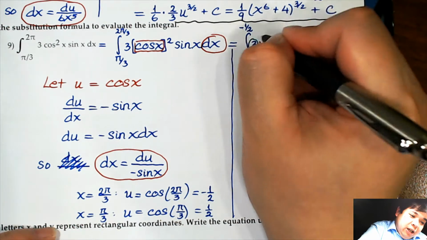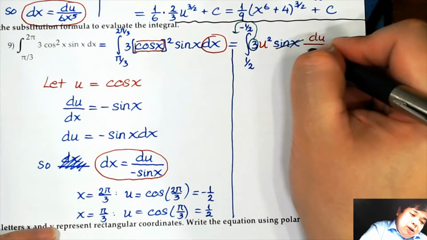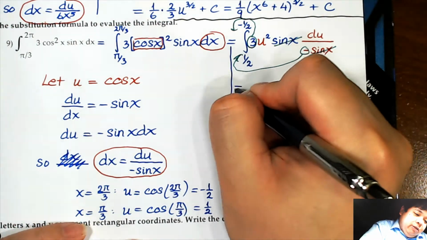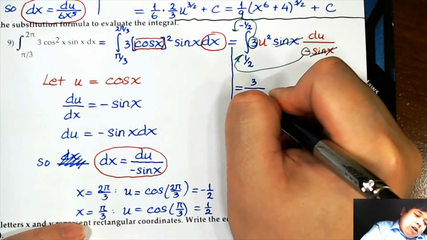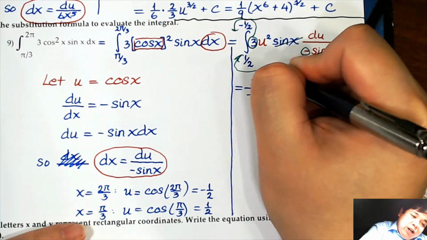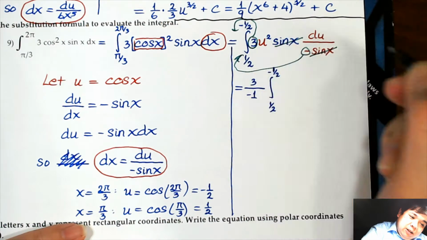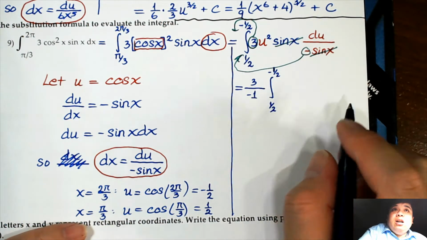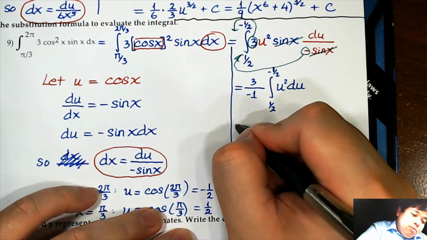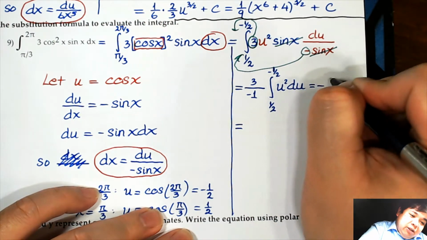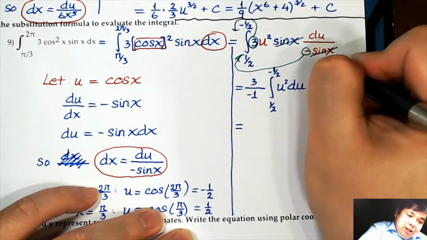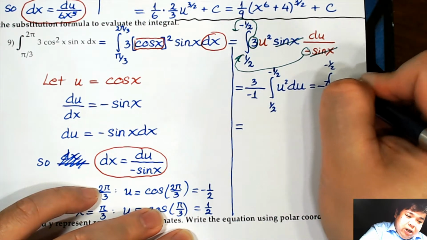The 3 here is a constant on the top. I put it on the top, the minus at the bottom. So we will have 3 on the top, negative 1 at the bottom. So that is negative 3, from 1/2 to negative 1/2. And then everything clears inside the integral. We only have u squared du. Alright, let's just write that: negative 3, integral from 1/2 to negative 1/2 of u squared du.